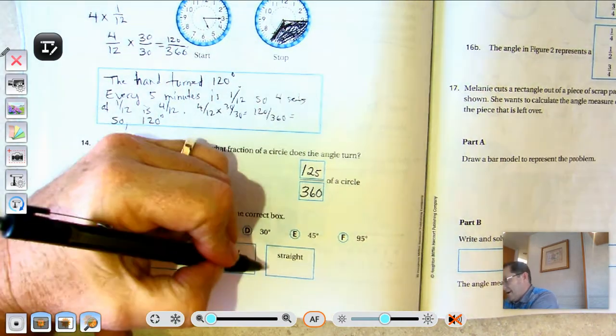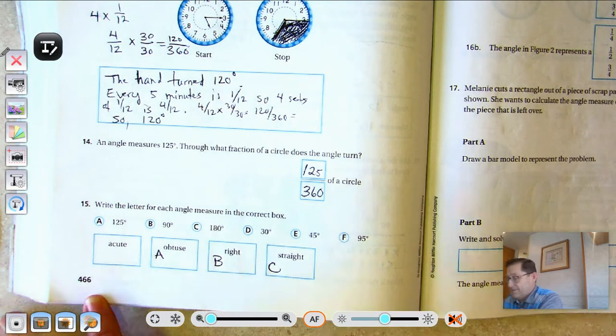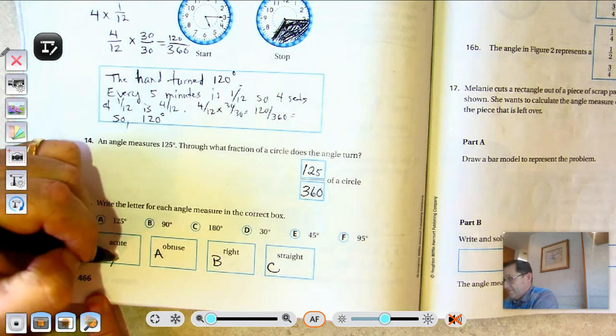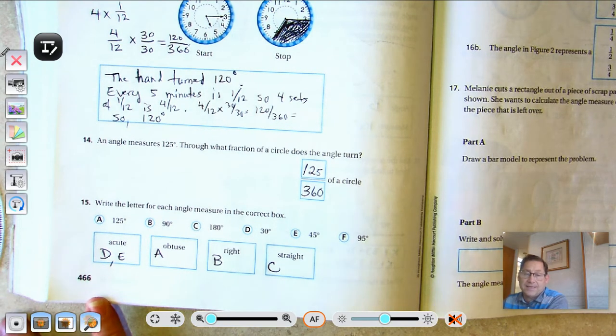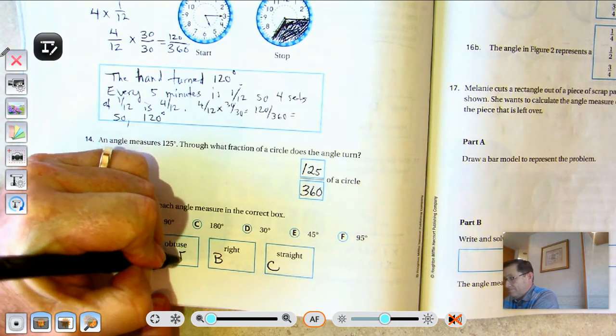180. That's a straight angle. 30 degrees. That's less than 90, but greater than 0. So it's an acute angle. 95. That's greater than a right angle. It's greater than 90 degrees, but less than 180. So it is an obtuse angle.